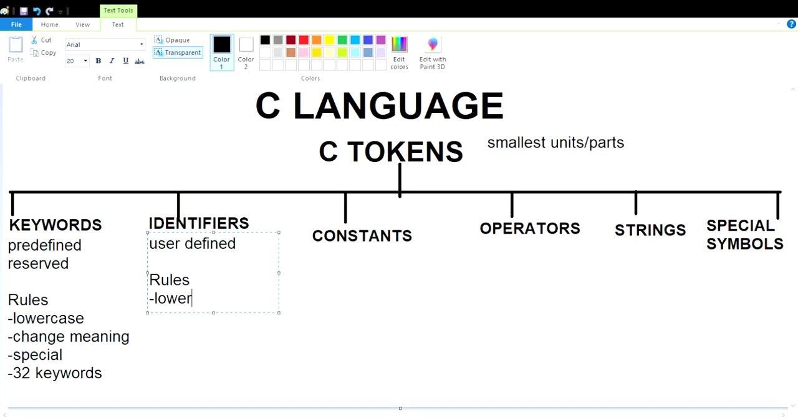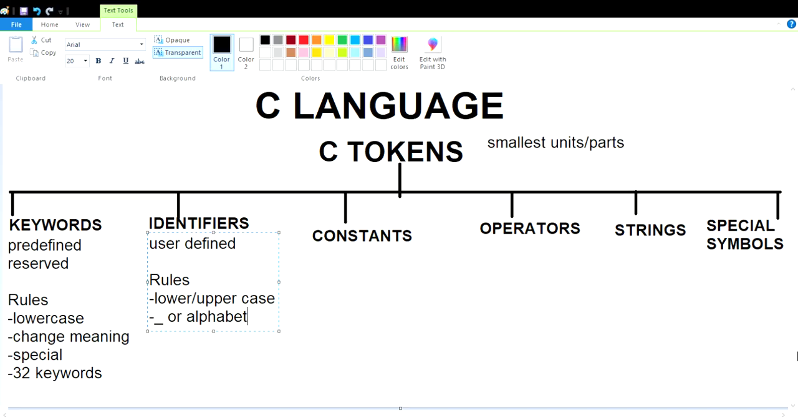The first one is that we can write the identifiers in lowercase or uppercase. When coming to keywords, we have to write them only in lowercase. But when coming to identifiers, we can write the words in lowercase or uppercase, that is, in small letters and also in capital letters. And the second rule is that every identifier should start with an underscore or an alphabet.